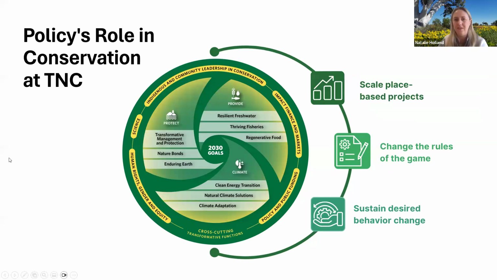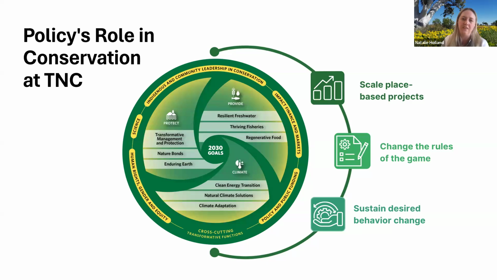So how does policy fit into our conservation work at TNC at least? So TNC, I'm sure like many other organisations, recognises that we're facing two interrelated crises at the moment. One is the rapid climate change and the other is biodiversity loss. And as an organisation, we've set goals that we want to achieve in terms of how we're going to respond and try and address those crises.